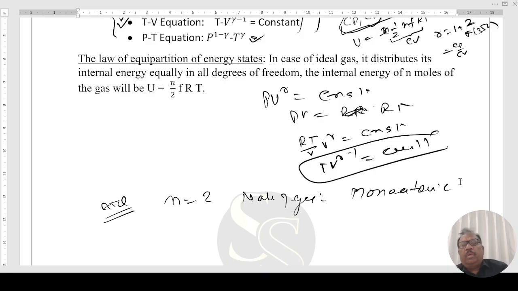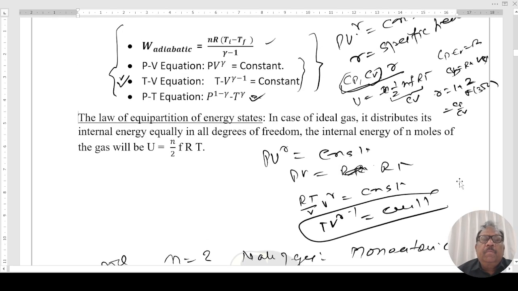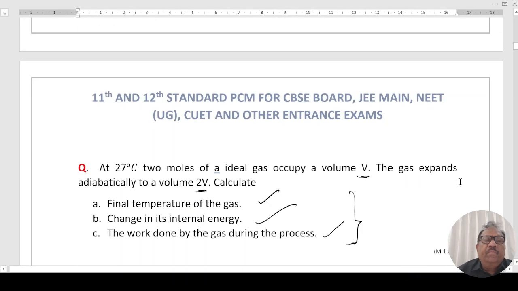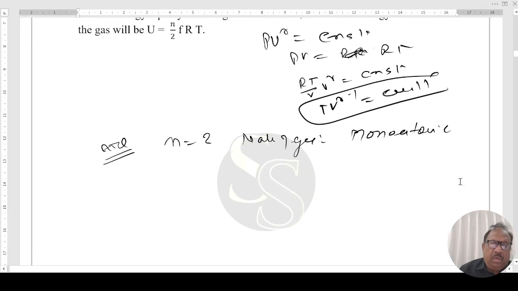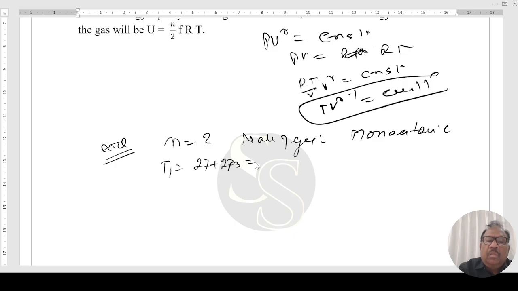Nature of gas is monoatomic. First part is we have to find the final temperature of the gas. T1 is 27 plus 273, that is 300 K. V1 is V, V2 is 2V. We have to find T2.